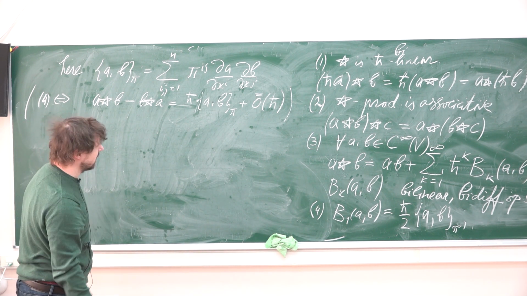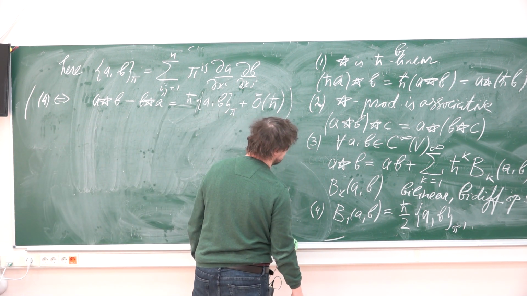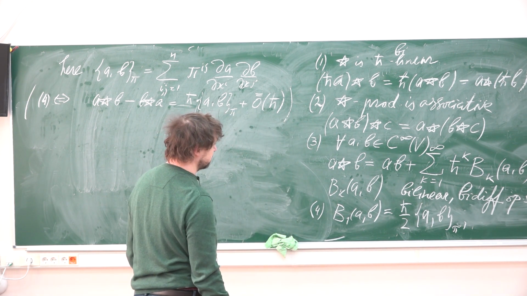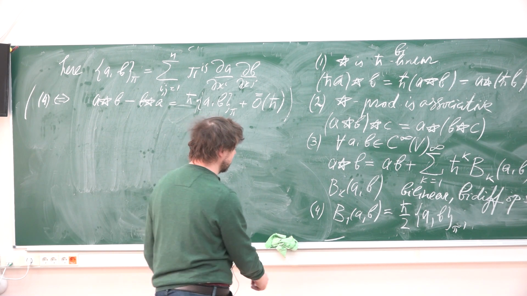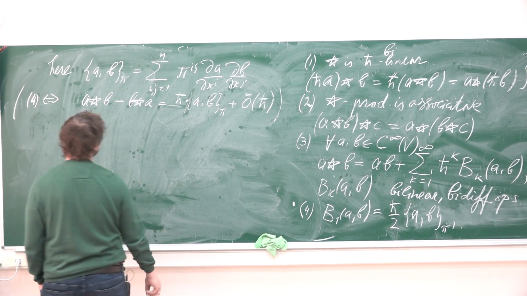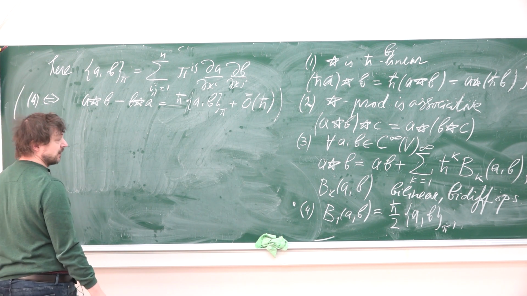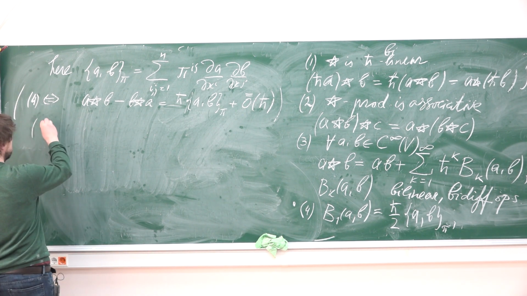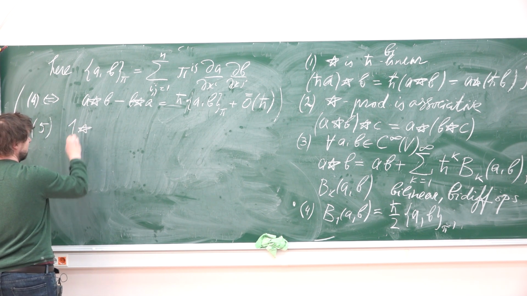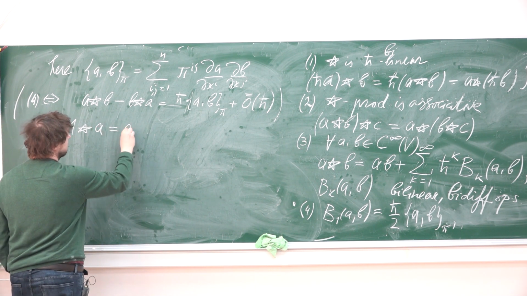Moreover, I would say that under some small additional conditions, one can show that even if we forget about this condition, we can restore the Poisson bracket from the other conditions. So let me add a few more conditions. So condition number 5 is that the identity function 1 is actually the unit of the product.